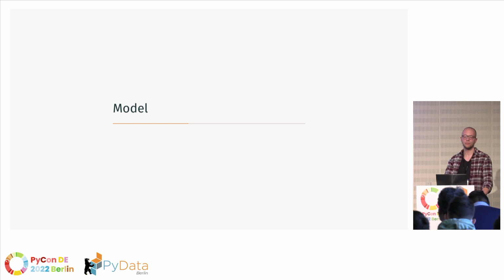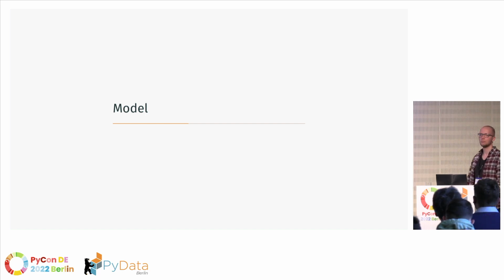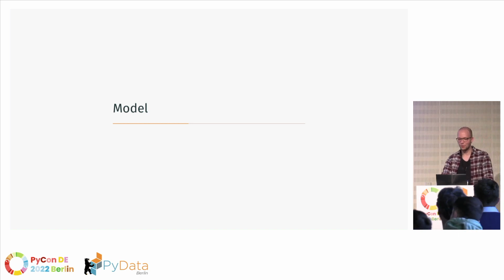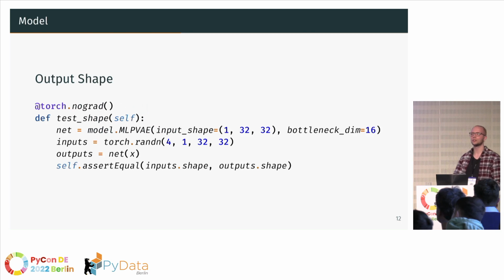Okay, next one, testing your model. I talked about public interfaces. This is the most reusable part of this talk because the public interface for PyTorch models is pretty fixed. So the first thing we want to test is what was in our intro. We want to see if the output shape of our model is the right one given a specific input.